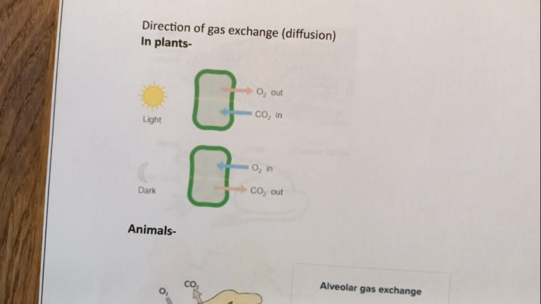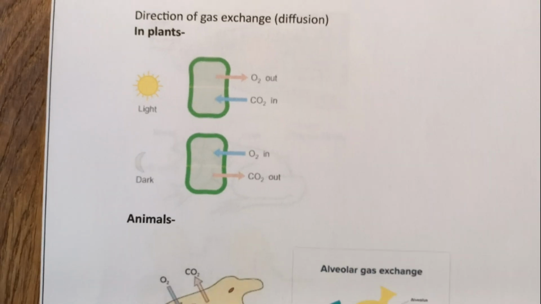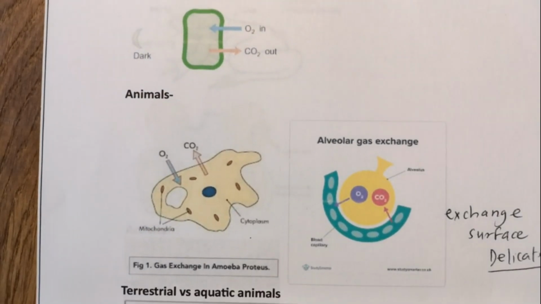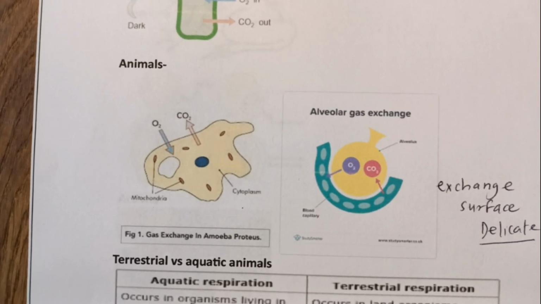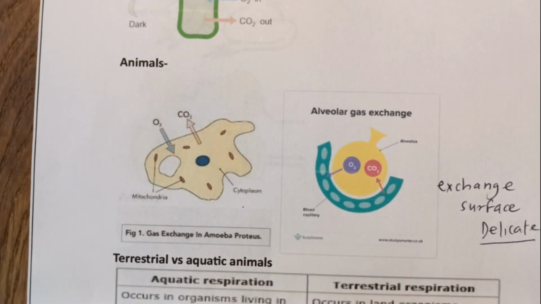Animals have different organs for uptake of oxygen and release of carbon dioxide in the surrounding tissue. The terrestrial animals can breathe oxygen in the atmosphere, but the animals that are in the water need to use oxygen that is dissolved in the water. Okay, so we'll see a few more details here.